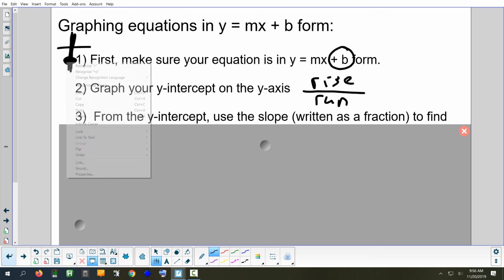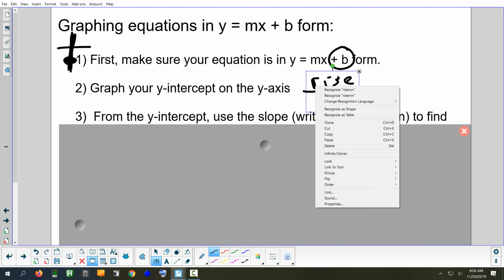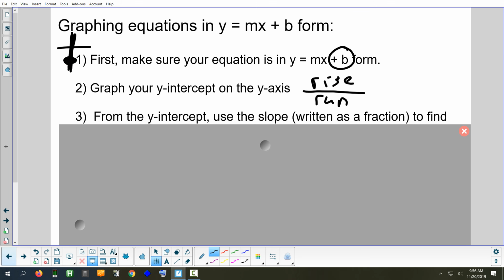From the y-intercept, you're going to go up or down a certain amount, that's the rise, and then you're going to go left or right, that's the run. The slope is going to tell you where to go from this point, it's like directions, to get to the next point. Is the rise ever down? It could be if it's negative, yep. The run is always going to be to the right.